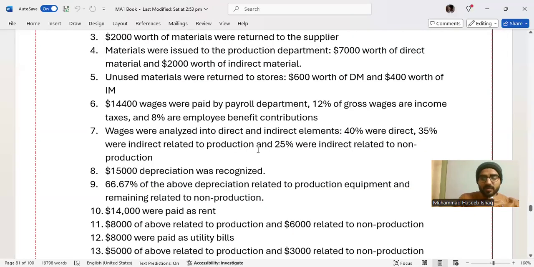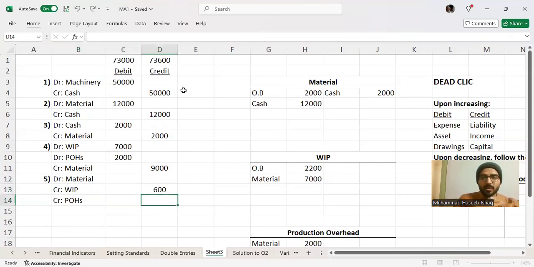So which amount is coming from the work in progress account? It is 600 worth of direct material and 400 worth of indirect material. So obviously we are going to write the 600 in front of work in progress and 400 in front of production overhead. So the total amount that is being transferred to the material account would be equal to 1000, right? So you can see at the top debit is equal to credit. So we have not made any mistake here.